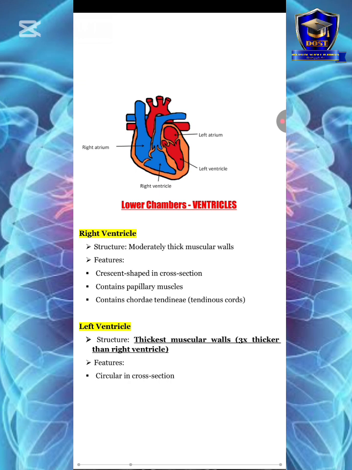For the right ventricle, the wall is moderately thick. Of course, it is muscular. Generally, the ventricular walls are always more muscular than the atrial walls. In other words, the walls of the ventricle are always thicker than those of the atrium. Now, it is moderately thick. It is not too thick, and it is not too thin. That's what it means. Also, it is crescent in shape and contains what is called papillary muscle. You will get to learn about papillary muscle as we proceed in this class. It also contains what is called the chordae tendineae. The chordae tendineae are tendinous cords that help to anchor the valves of the heart.